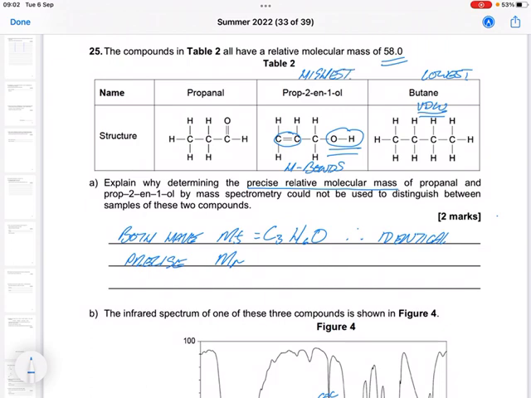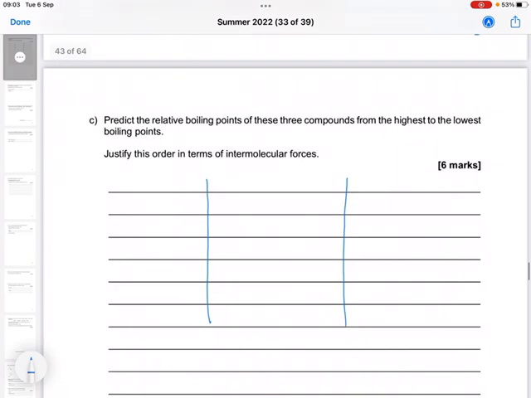Let's just check that with the other one. So here I've just got a permanent dipole. So this is going to be dipole to dipole. So this is going to be the one in the middle. So what I'm going to do is put them in order. I'll start with the lowest. So I'll do butane, propanal, and then prop-2-ene-1-ol.